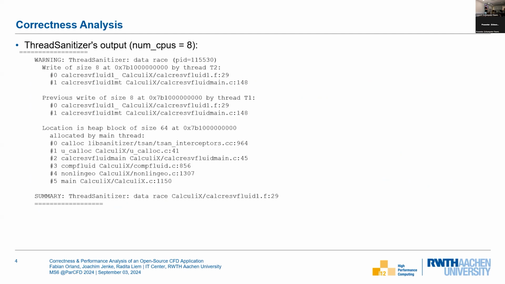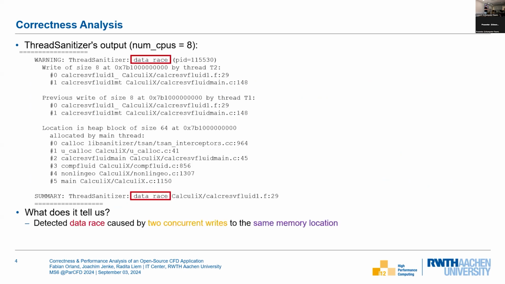And first of all, it looks like some wall of text, and you may ask, okay, what does this wall of text tell me? So first of all, it will tell you the obvious conclusion that it found a data race in your code. And in this case, the data race is caused by 2 concurrent writes to, of course, the same memory location. Otherwise, it wouldn't be a data race.